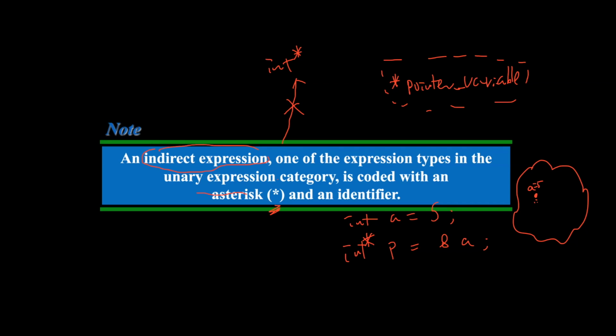But how do you get 5 through the pointer? This is the trick here. We use this indirect expression. Another word for it is dereferencing. Using this asterisk allows us to dereference a pointer to get this value 5. Now, in the next slide, we're going to talk about how we do that from a mechanical standpoint.